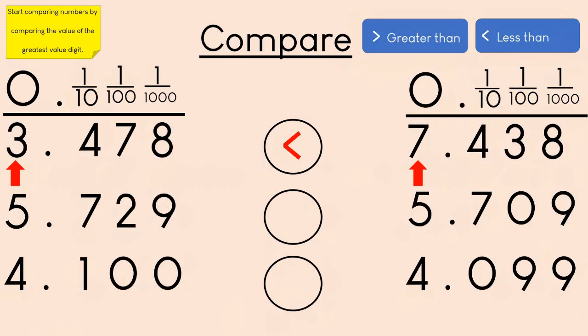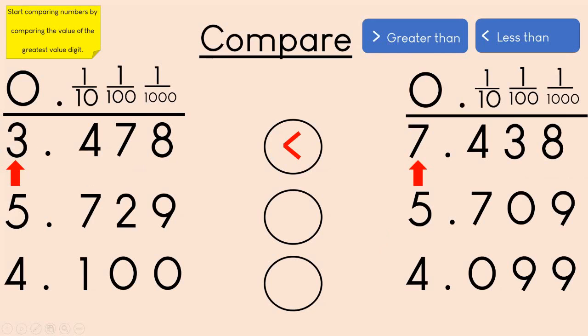So here we go for the first one. We're going to compare the ones digit, that's the greatest value digit first. We can see that the digits are different. We've got the 3 in the number on the left and the 7 in the number on the right. So 3 is less than 7 ones, so this number is less than. It doesn't matter what other digits there are. If there's a difference in this column, we can stop right there and we can compare them as we go.